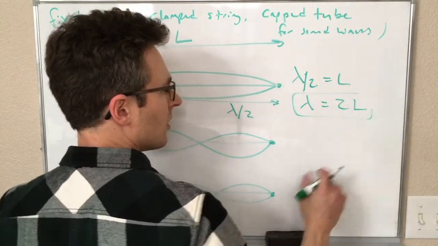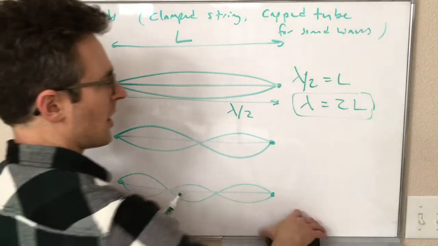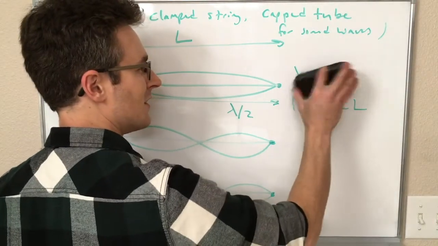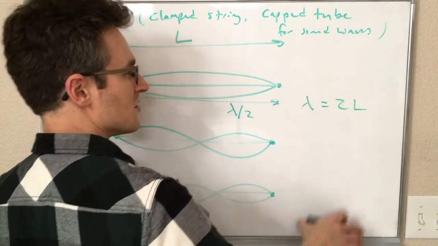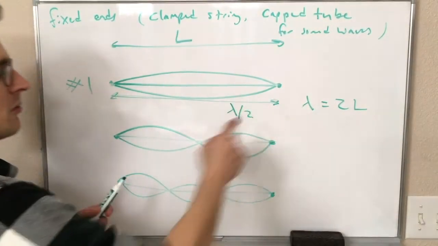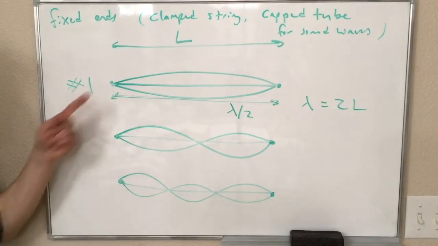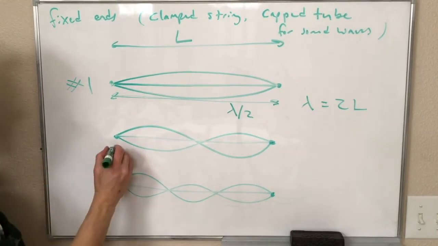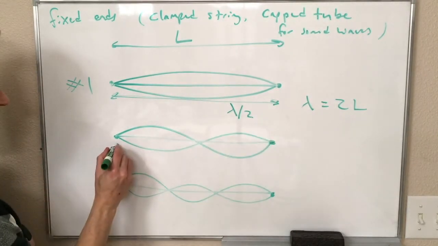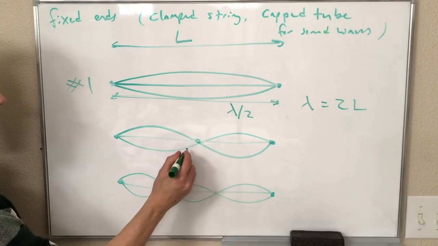I'm going to put a box around that, but I shouldn't box it. This is not a fundamentally important equation. This is just for this thing. So, okay, lambda equals 2L for this standing wave. For this next one, the system is still L, but now our wavelength is different.